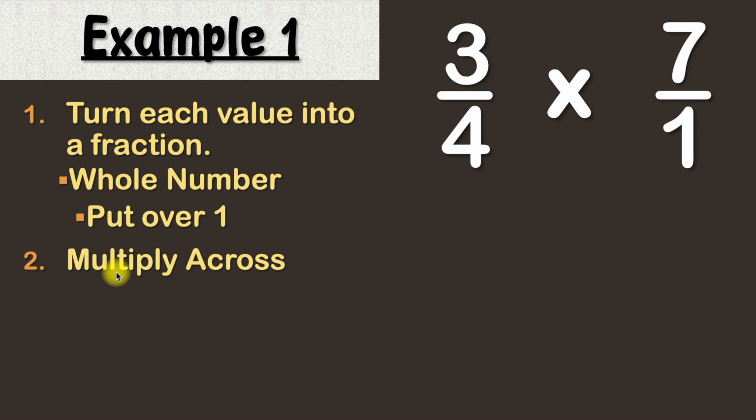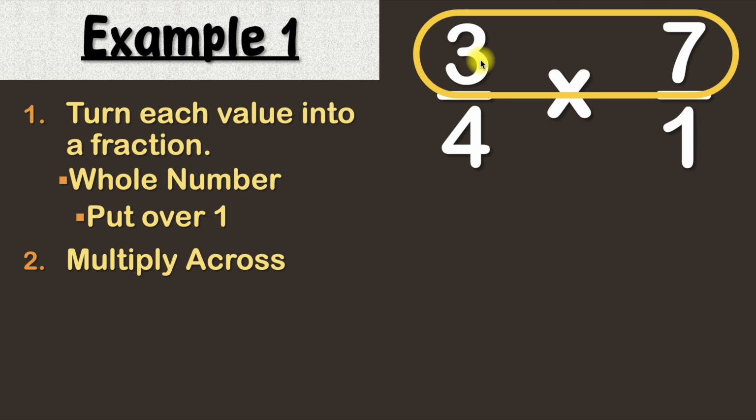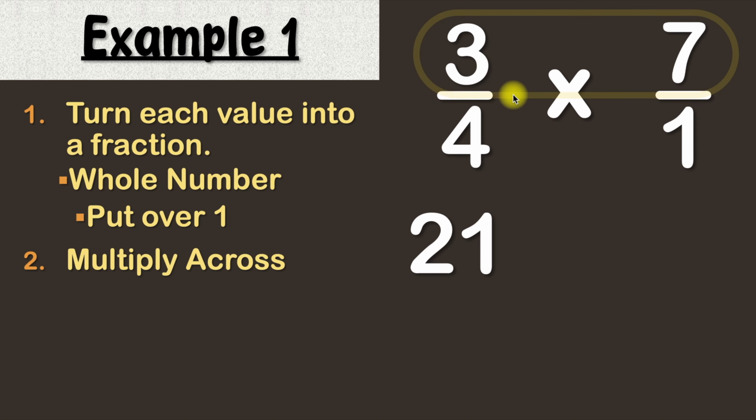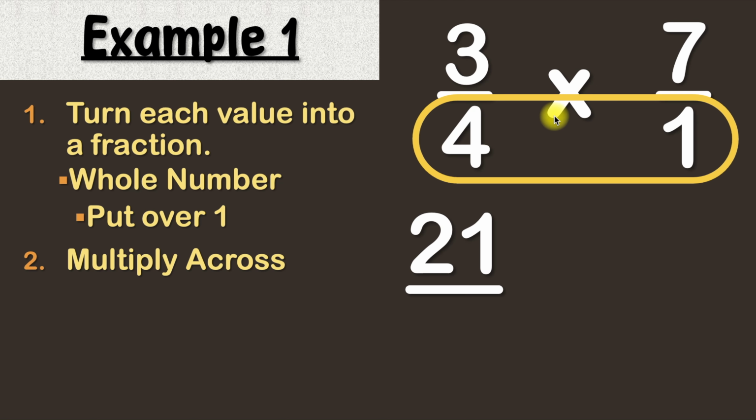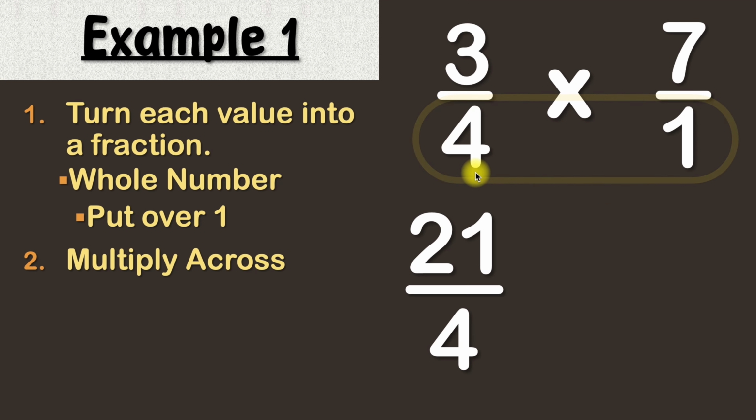Next, we just have to multiply across, which is pretty simple. We have the numbers on top, which are 3 and 7. We'll multiply those numbers across, and 3 times 7 is 21. So we're done with that first part, and we've got 21 in the top. We can put our fraction line under it, and then multiply across the bottom. So we'll have 4 times 1. And that equals 4. And now we're done with multiplying across the bottom.